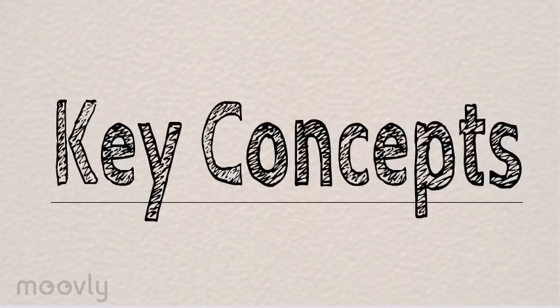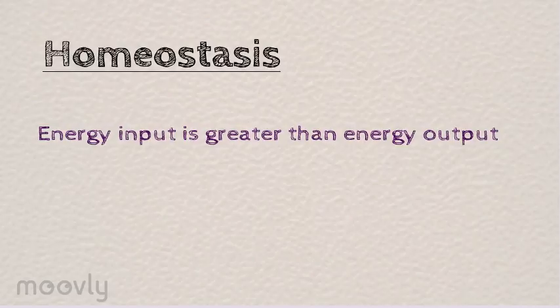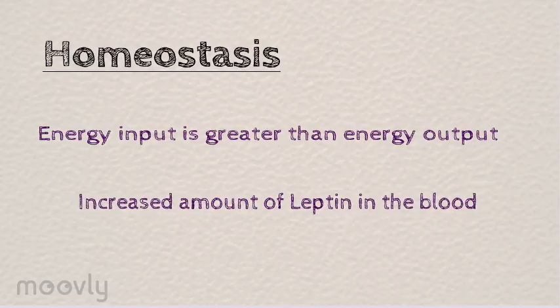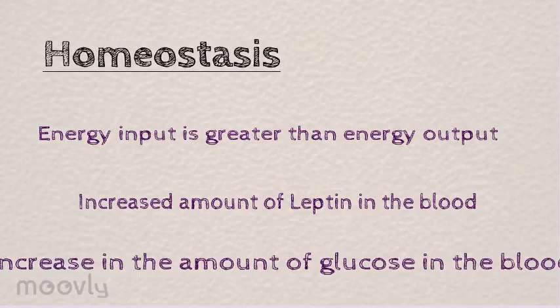Key concepts. Homeostasis. Energy input is greater than energy output. Increase in amount of leptin in the blood. Increase in amount of glucose in the blood.